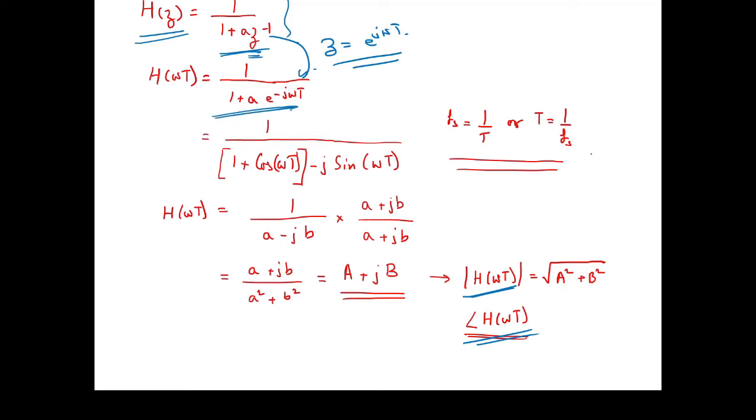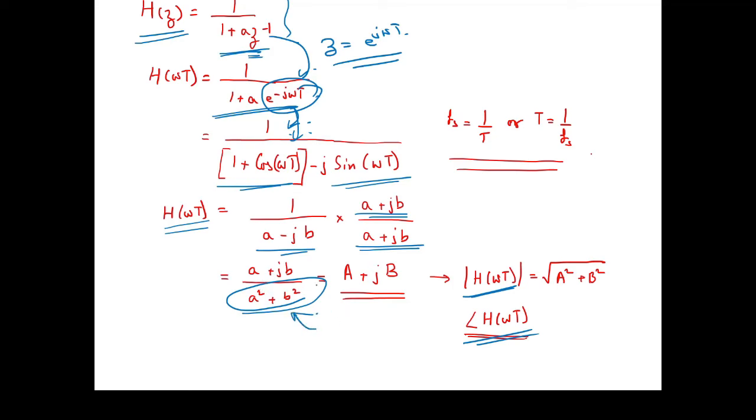Then we can break this down as 1 + a(cos omega T - j sin omega T), into a real component and an imaginary component. So we will have H(omega T) as 1 / (a - jb). We multiply the numerator and the denominator in this fashion, so that the denominator becomes real, and we get H(omega T) equal to a + jb.